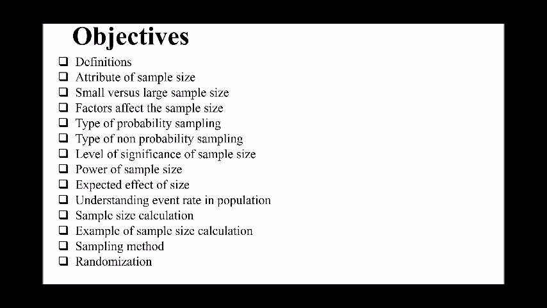And we'll talk about two ways of sampling, probability sampling and non-probability sampling. We'll talk about level of significance and power of the study, and the expected effect size on the sample size. And also the event rate in the population or the prevalence, and how we will calculate sample size. We'll give examples about sample size calculation, then we'll cover the sampling methods, and at the end we'll do some randomization.